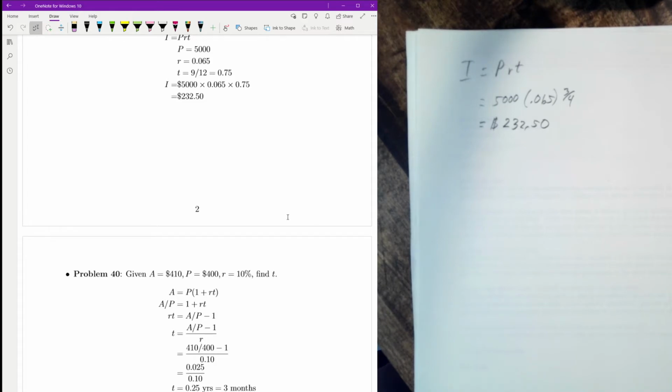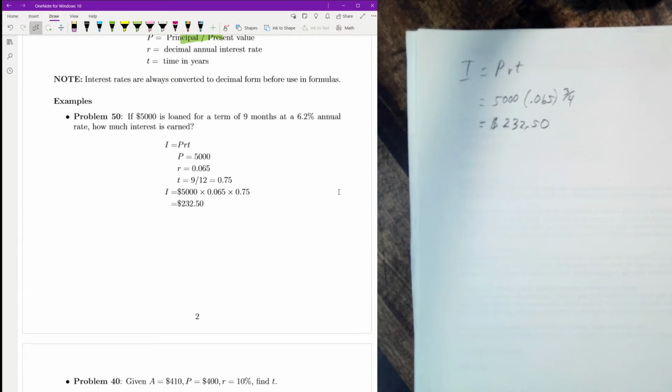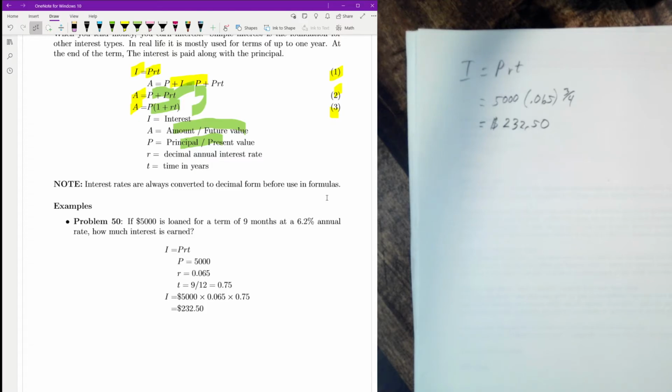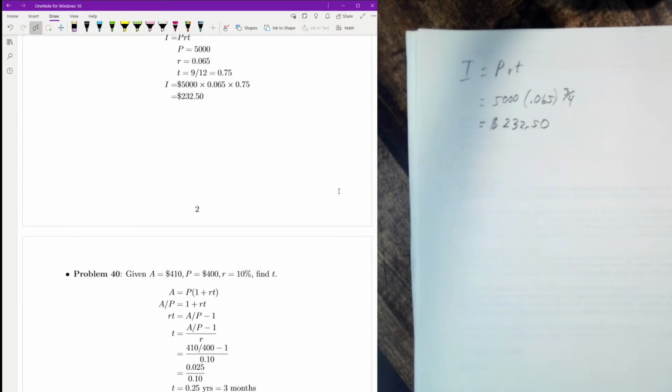We're going to do problem number 40. In this one, we're given some different values. We're given a future value, a present value, and an interest rate. We want to know how long it takes. What is the time? How long will it take to achieve a certain point? We could use equation number 2 or number 3. Most of the time, I'm going to use equation number 3. So that's what we're going to use in problem number 40.